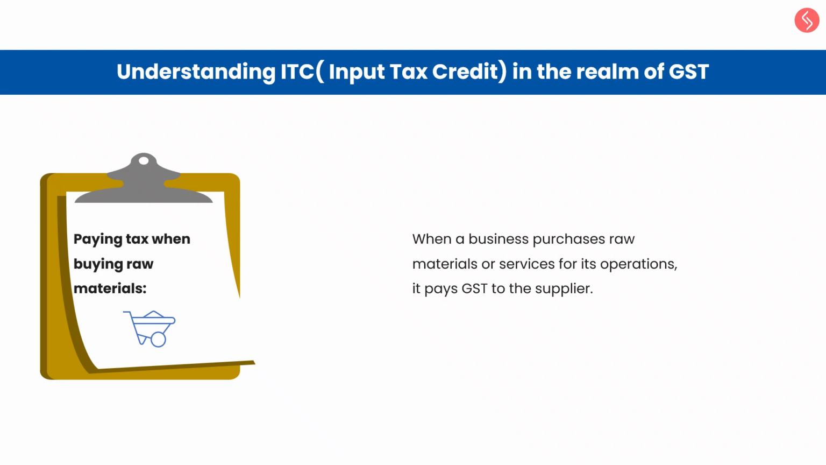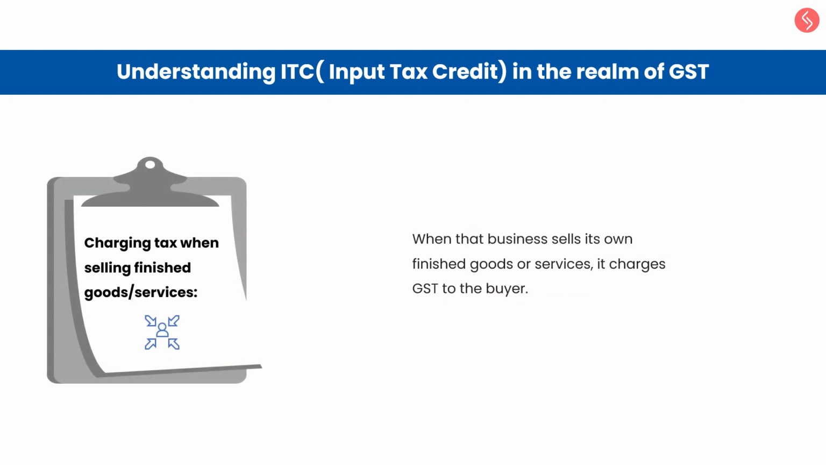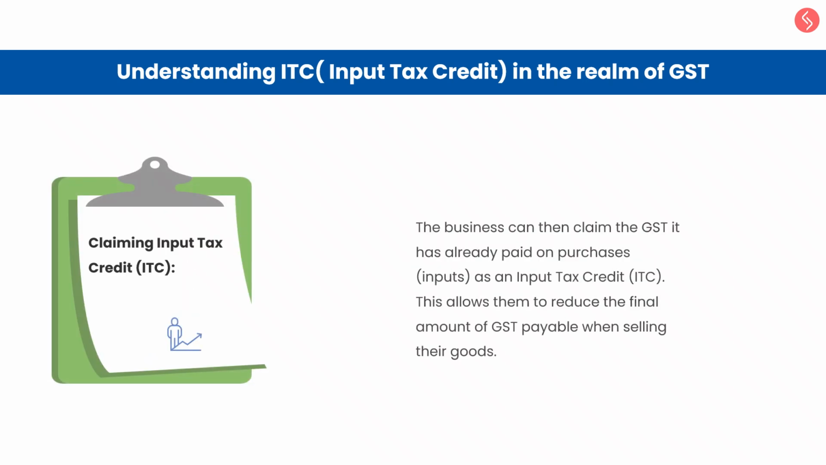Paying tax when buying raw materials. When a business purchases raw materials or services for its operations, it pays GST to the supplier. Charging tax when selling finished goods or services. When that business sells its own finished goods or services, it charges GST to the buyer. Claiming input tax credit, ITC. The business can then claim the GST it has already paid on purchases, inputs, as an input tax credit, ITC. This allows them to reduce the final amount of GST payable when selling their goods.